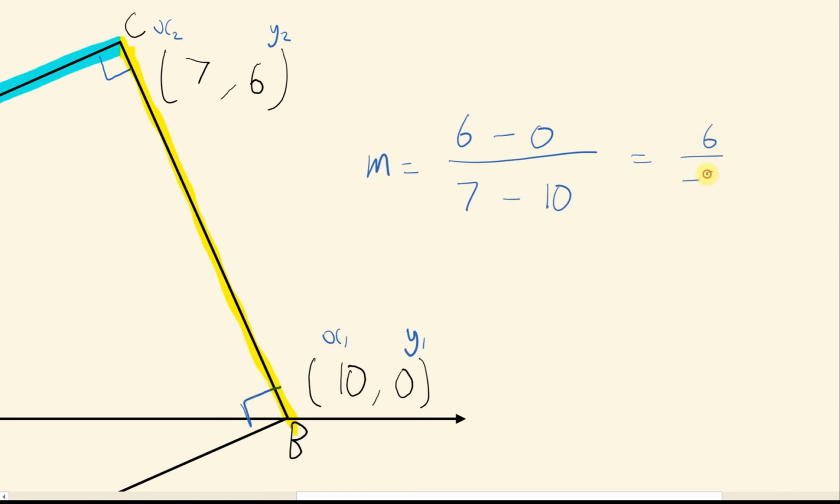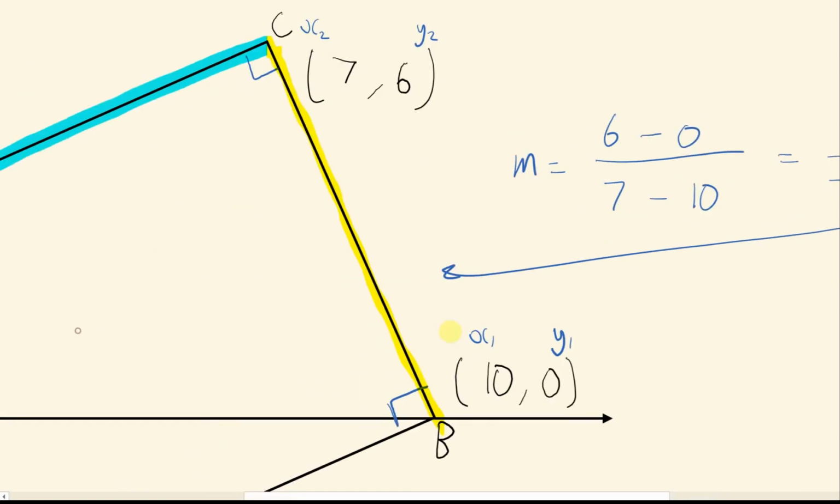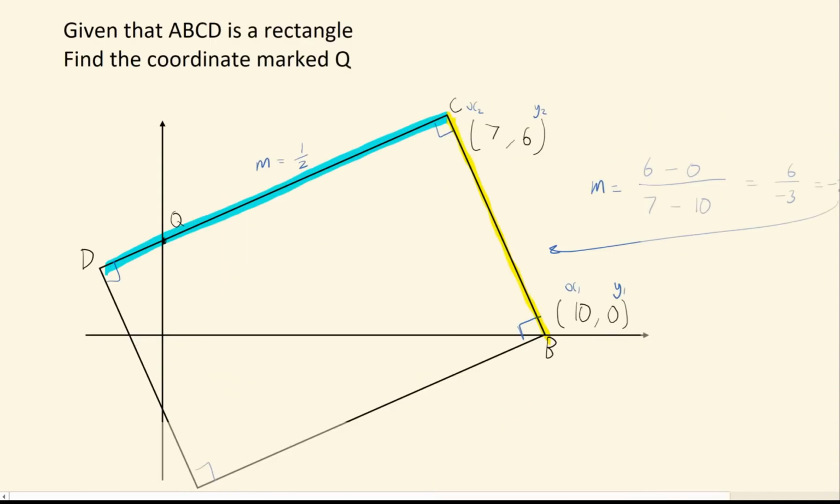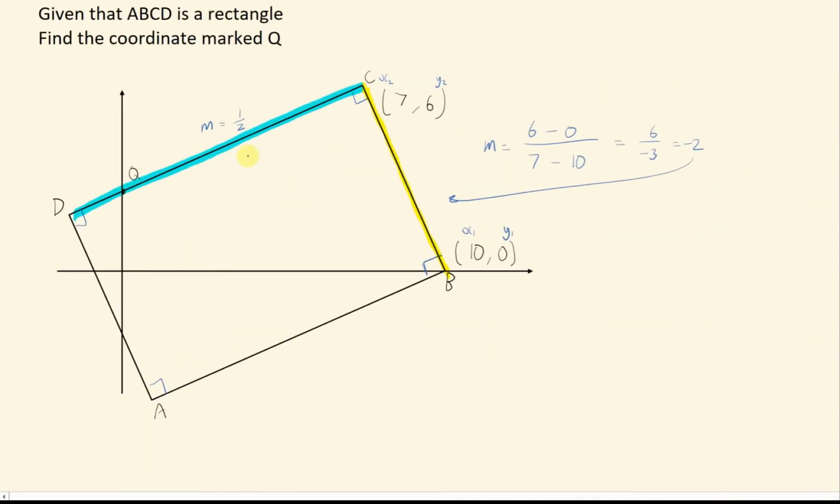That gives me 6 over minus 3, which is just minus 2. So this line has a gradient of minus 2. So therefore this line must have a gradient of a half, because that's a negative reciprocal of minus 2. So we can now write down the equation of this line. So again, if you're not sure where to start with questions, just working out anything you can, like a relevant gradient, and then go from there.